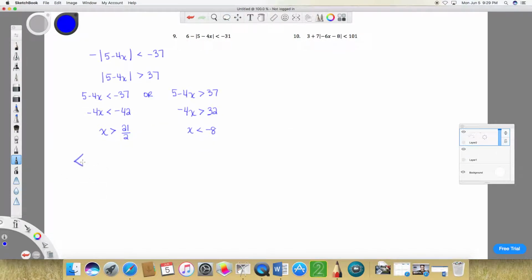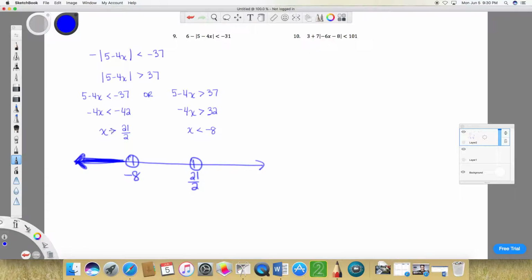So negative 8 is to the left of half of 21, which is 10.5, but I'm just going to keep it as 21 over 2. All right, so I'm not going to include these in my solution set because this was a strict inequality. Neither one of these arrows were underlined. So let's look at this one. Values of x that are strictly less than negative 8 are to the left of negative 8. So all of these points are in my solution set.